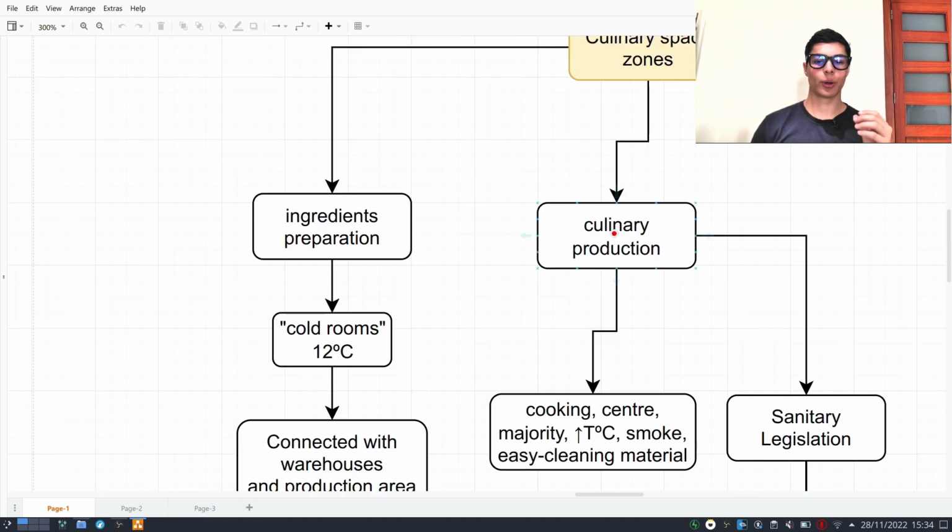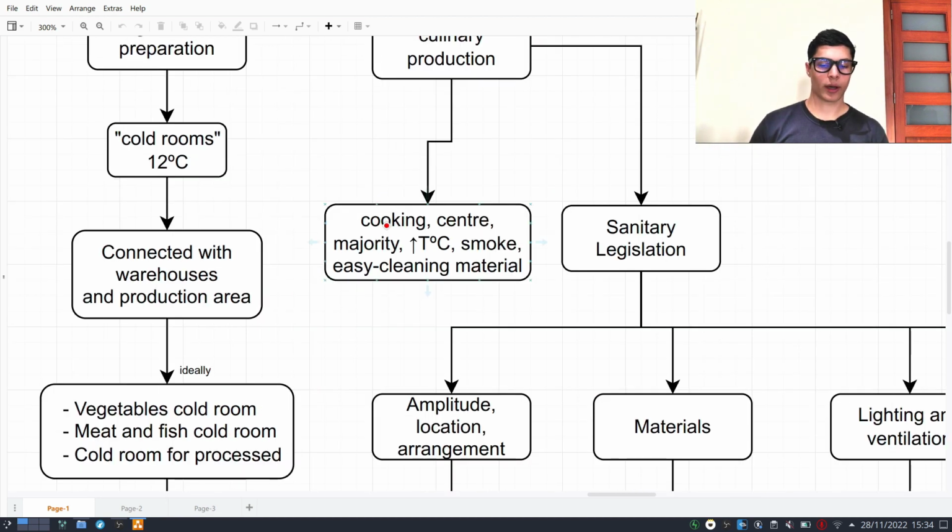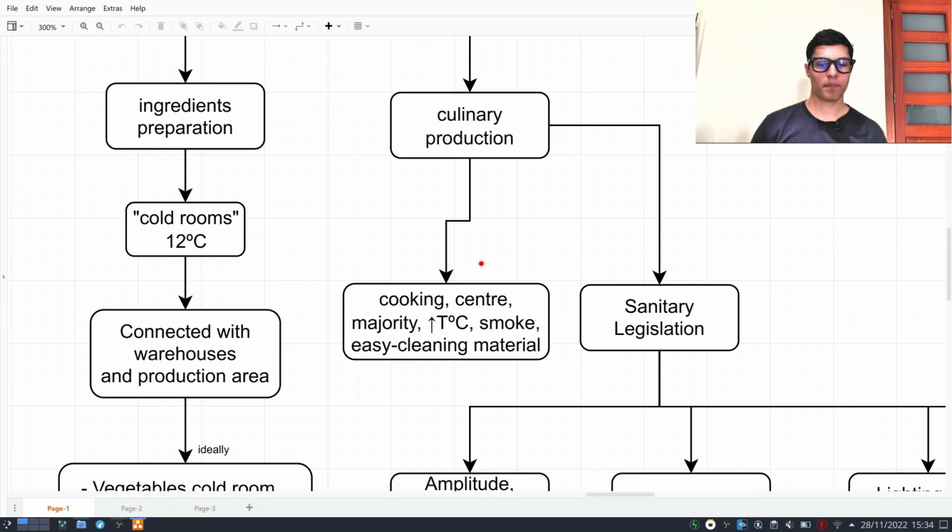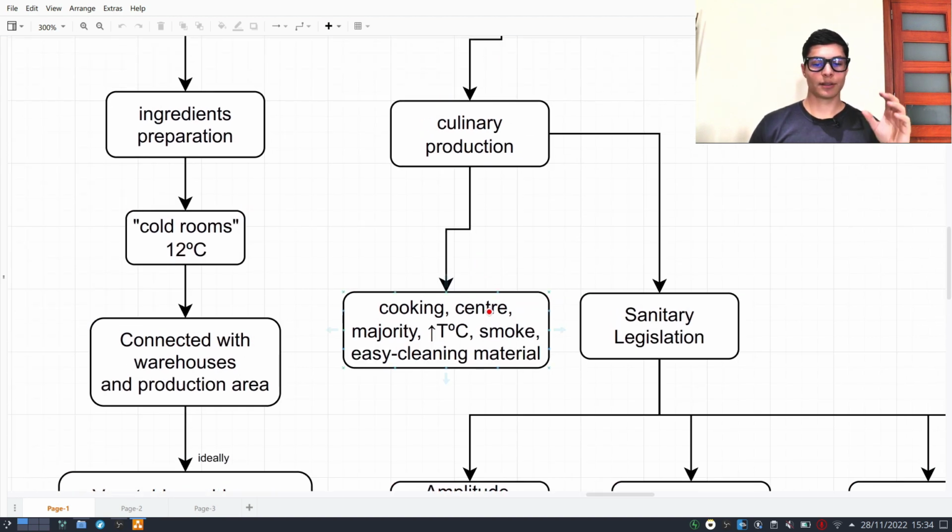Then we have the culinary production. This is cooking, the cooking area, where the important things happen. It is normally in the center of the kitchen, and it is the majority of the kitchen as well. The temperature is higher because they treat with heat all the time, so they have ovens and fire. Then there can also be some smoke, and the material that they use there must be easy to clean.